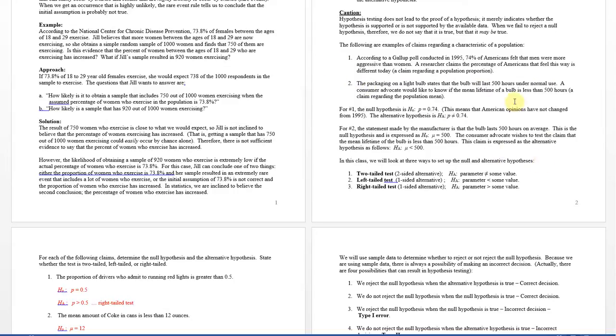A packaging of a light bulb states that the bulb would last 500 hours under normal use. A consumer advocate group would like to know if the mean lifetime of a bulb is less than 500 hours, aka we don't think they're telling the truth. We think it's actually smaller. And so this is something about a population mean that we could test.